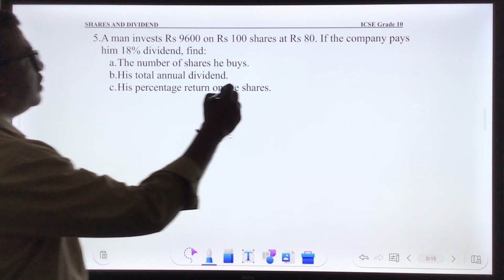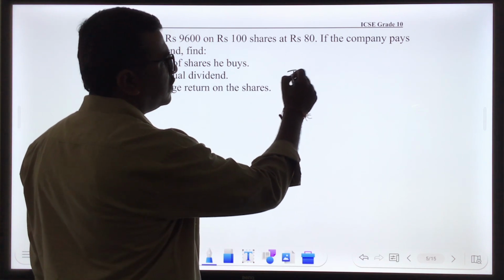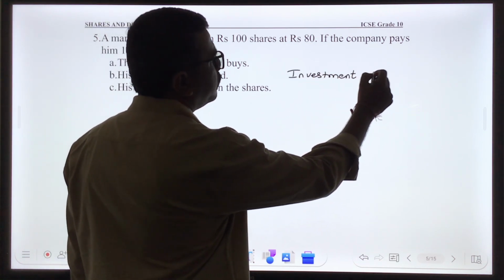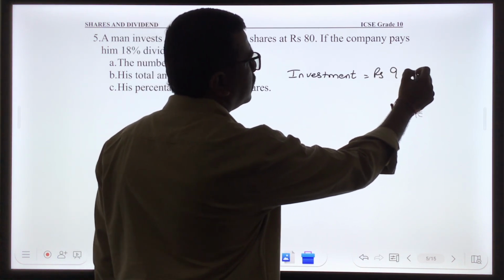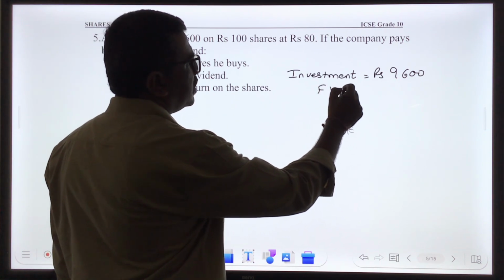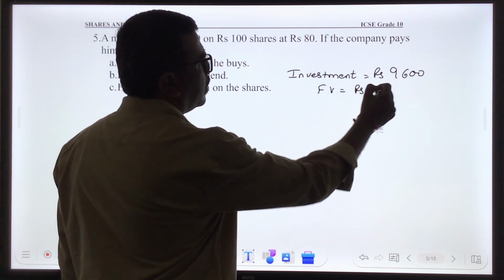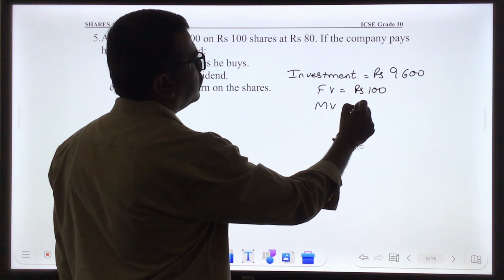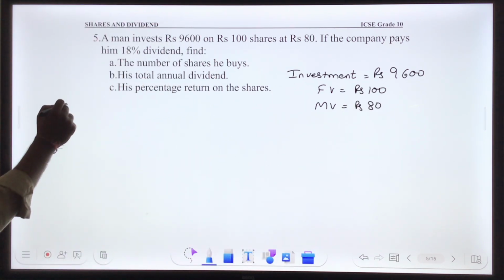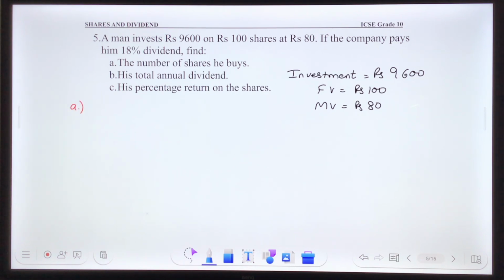So here we are given his investment. He has made an investment of rupees 9,600. The face value of each share is rupees 100 and market value is rupees 80. So the first question, we need to find the number of shares he bought. He has invested rupees 9,600 and the price of one share is 80.